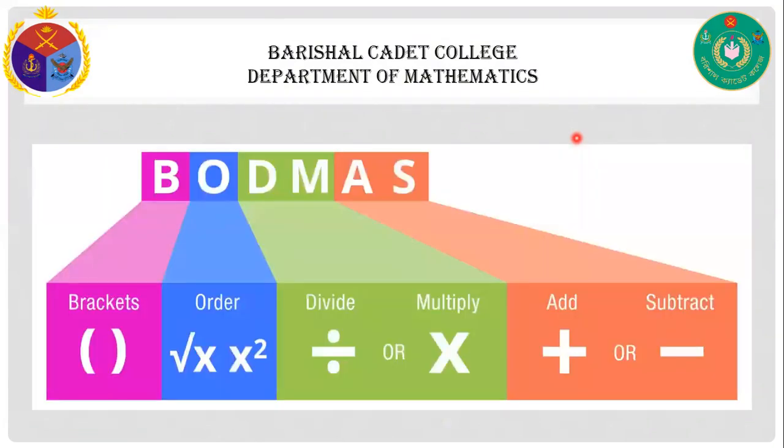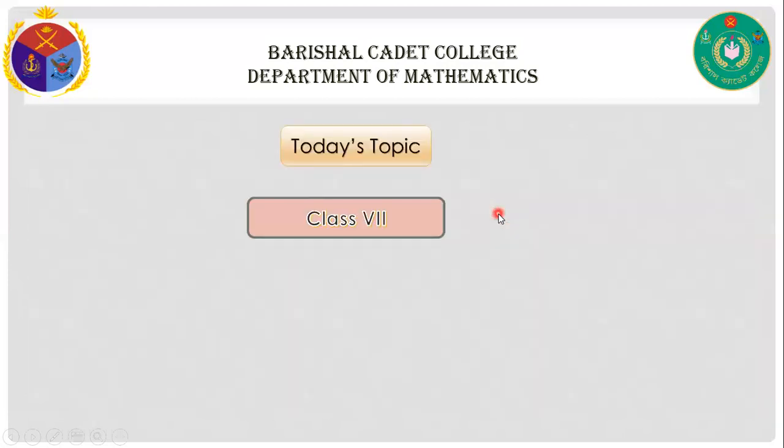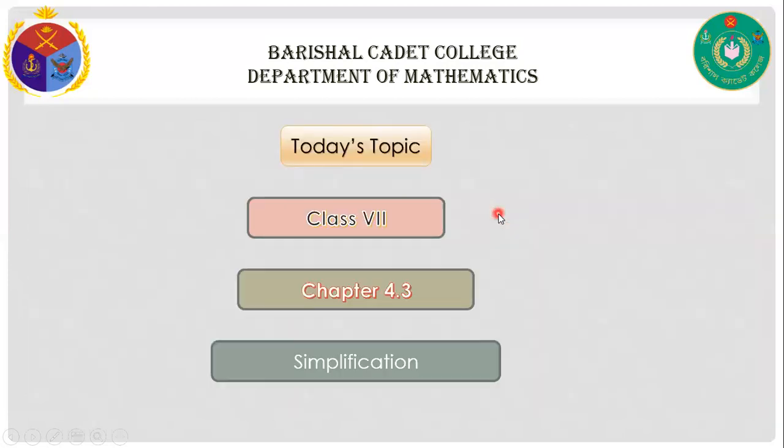Dear cadets, can you guess from the picture what we are going to learn today? Okay, that is BODMAS. This is one rule for algebraic expression simplification. B for bracket, O for order, D for divide, M for multiply, A for addition, and S for subtraction. So our today's topic is chapter 4.3, simplification.